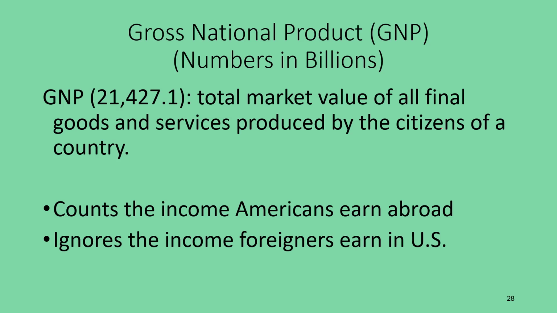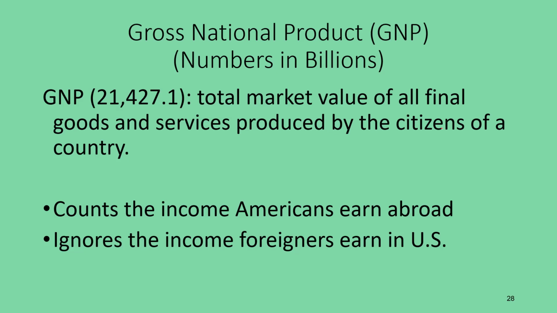So if you are, say, a Chinese citizen that is working and producing things within the United States, again, that will be added to U.S. GDP, right? But it will not be added to U.S. GNP because you are a Chinese citizen and not a U.S. citizen, right? So again, it counts the income that Americans earn abroad. It ignores the income that foreigners earn in the United States. So if you are a U.S. citizen that is working within the borders of the United States, then your production is going to add to both U.S. GDP and U.S. GNP.